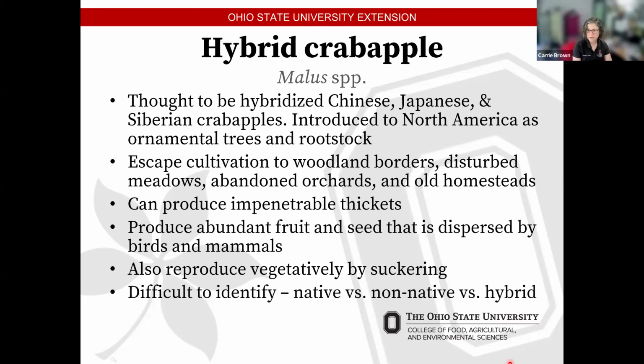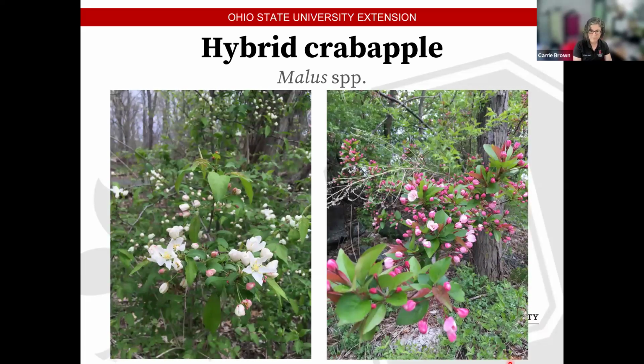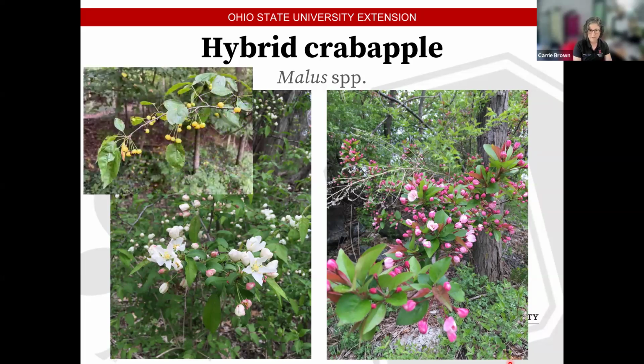These can be difficult to identify because as a hybrid, there's a lot of variation in leaf shape, fruit color, and so on. And these hybrids can be a result of obviously non-native species, but perhaps native species as well. Here's some photos of those hybrid crabapple species. So they can have different colors. So these are kind of hard to identify just by looking at them. Really, that's why genetic work is being done.